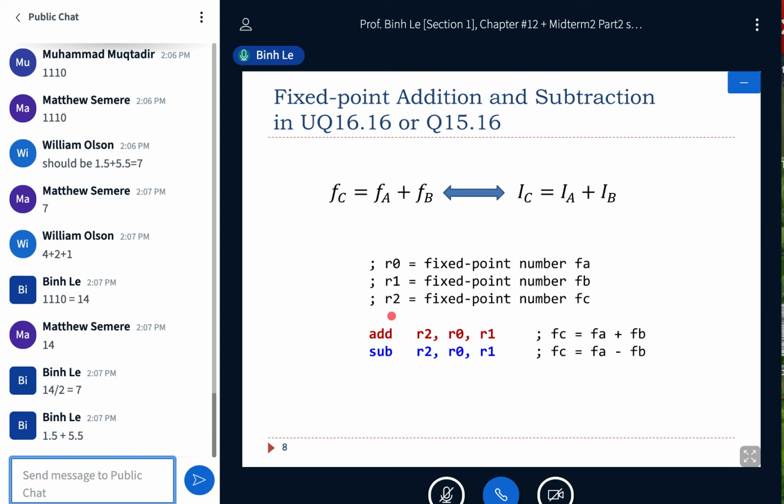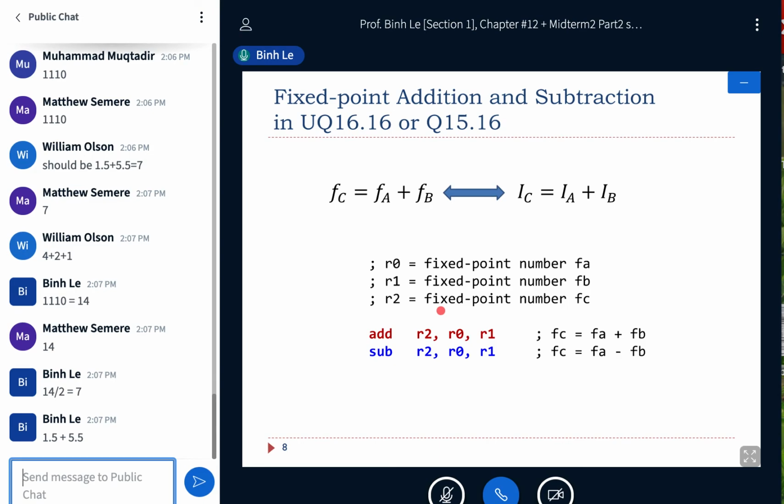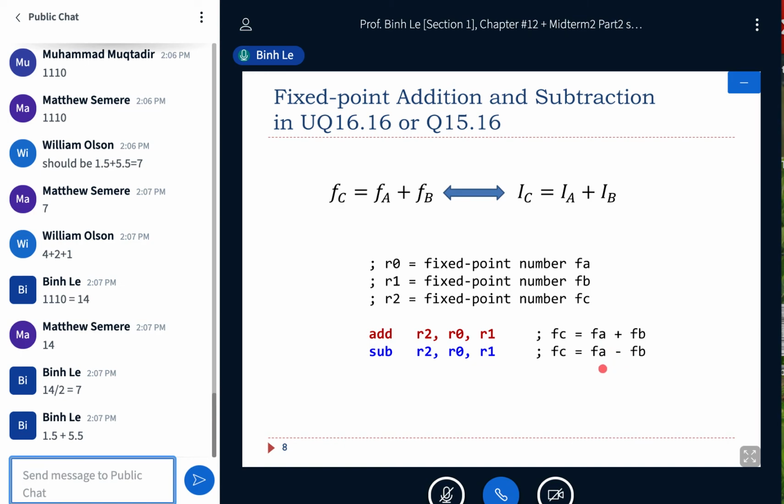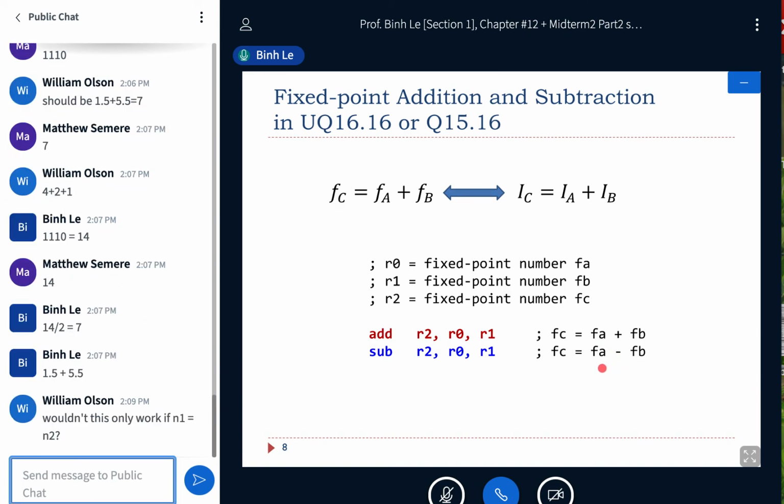So how to calculate the sum, how to do the addition or subtraction? You go ahead and do as normal with integers. You use the same instruction to add the fixed point numbers, and you use the same SUB instruction to subtract the fixed point numbers, and everything will work out okay.